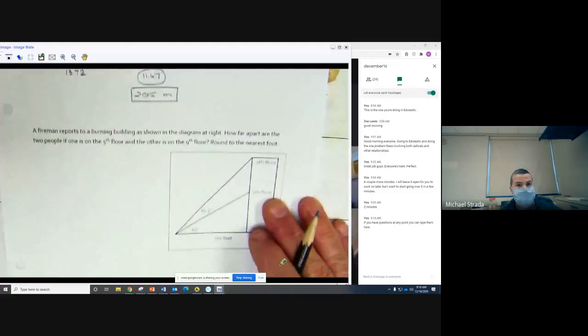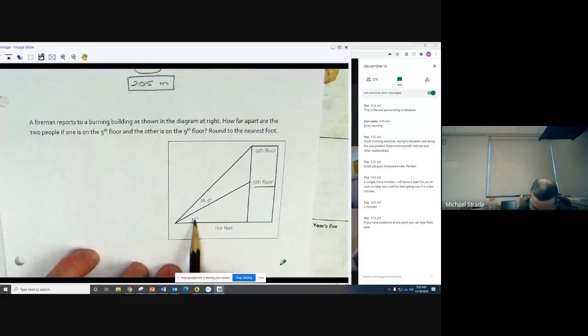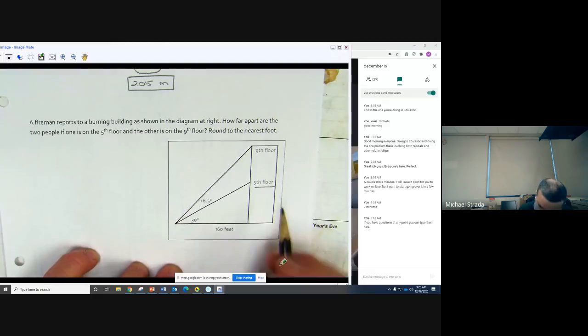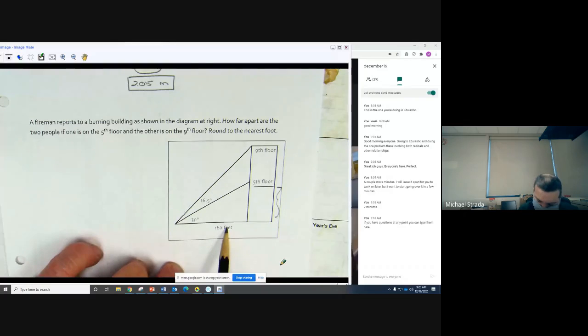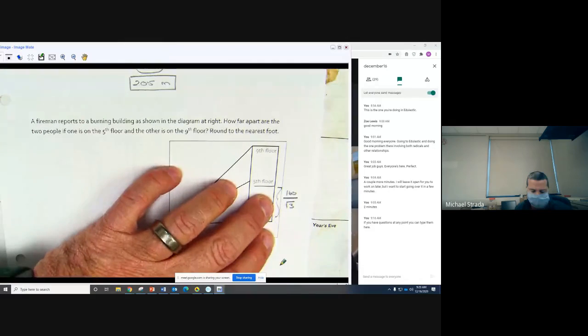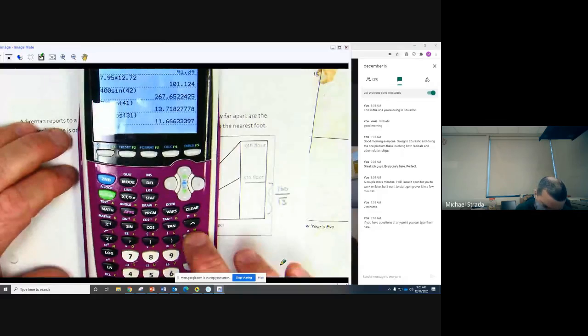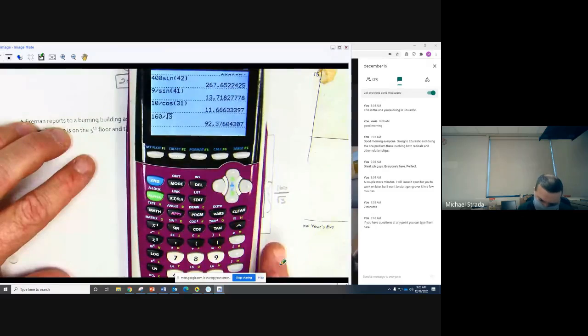All right, last problem. A fireman reports to a burning building as shown in the diagram at right. How far apart are the two people if one is on the 5th floor and the other is on the 9th floor, rounded to the nearest foot? Okay, so basically the person on the 5th floor is at a 30-degree angle. All right, so if we want to get this height, we can use special right triangles. All right, we're rounding, so you don't have to worry about exact values. So if the x root 3 is 160, the opposite of 30 would be 160 divided by root 3. So I go to my calculator and I'm rounding 160 divided by the square root of 3. And I get approximately 92.376.